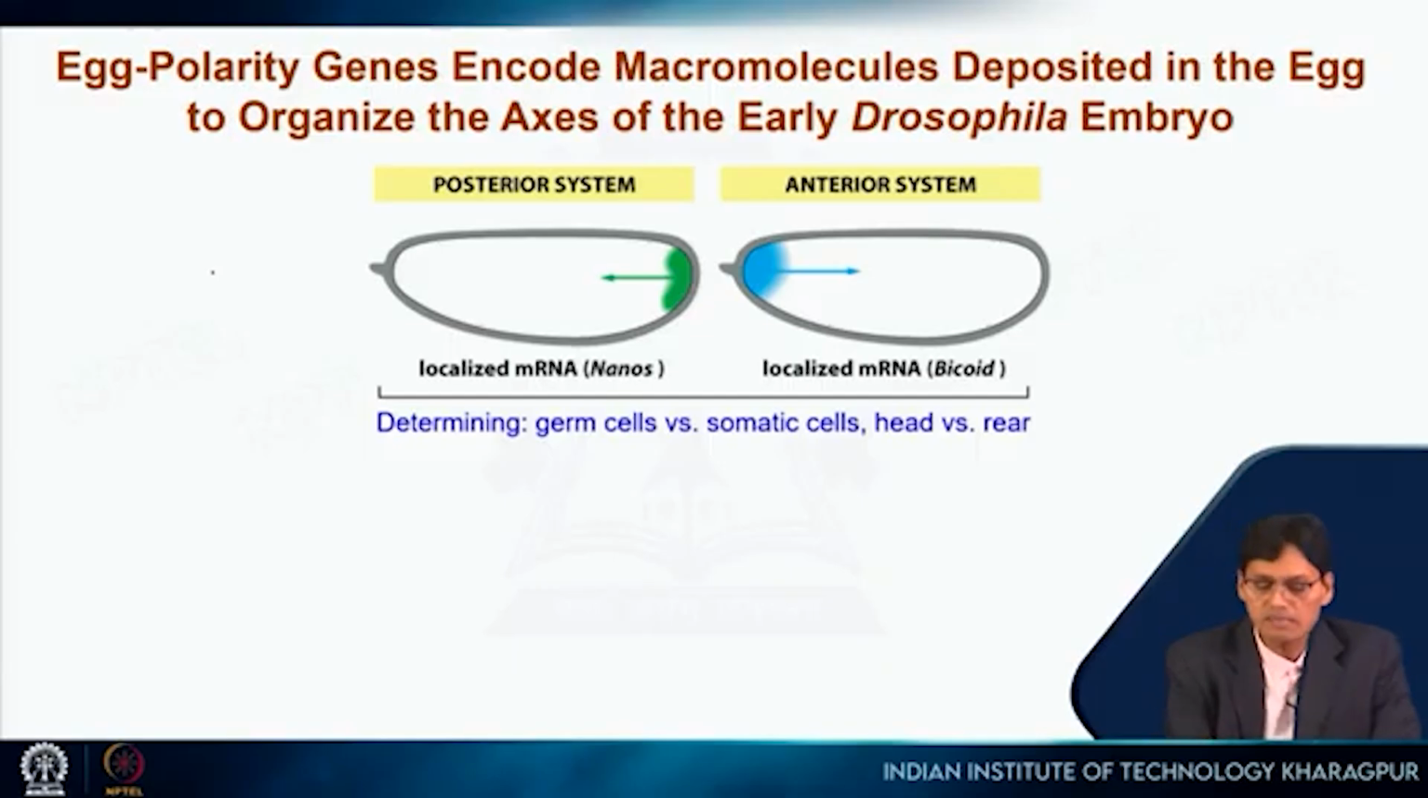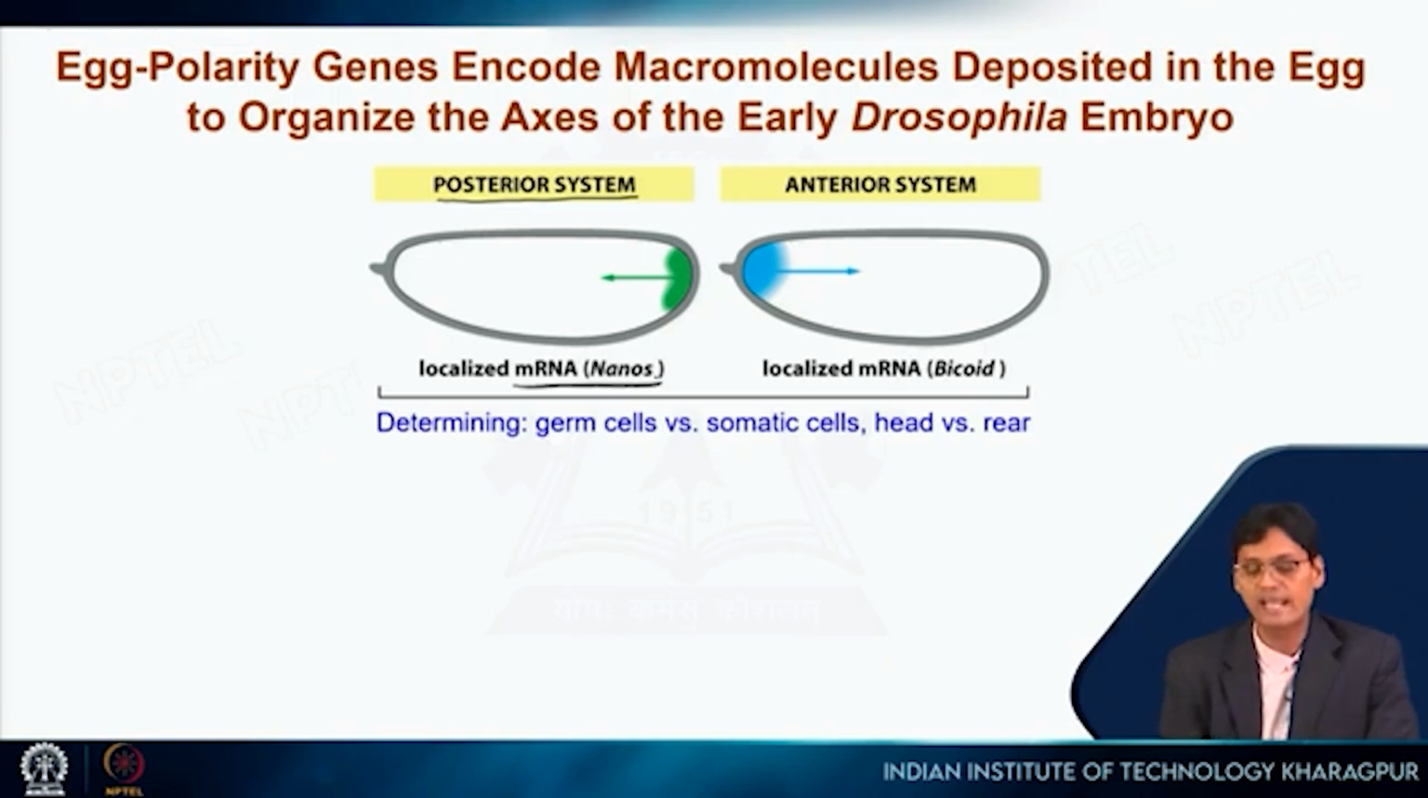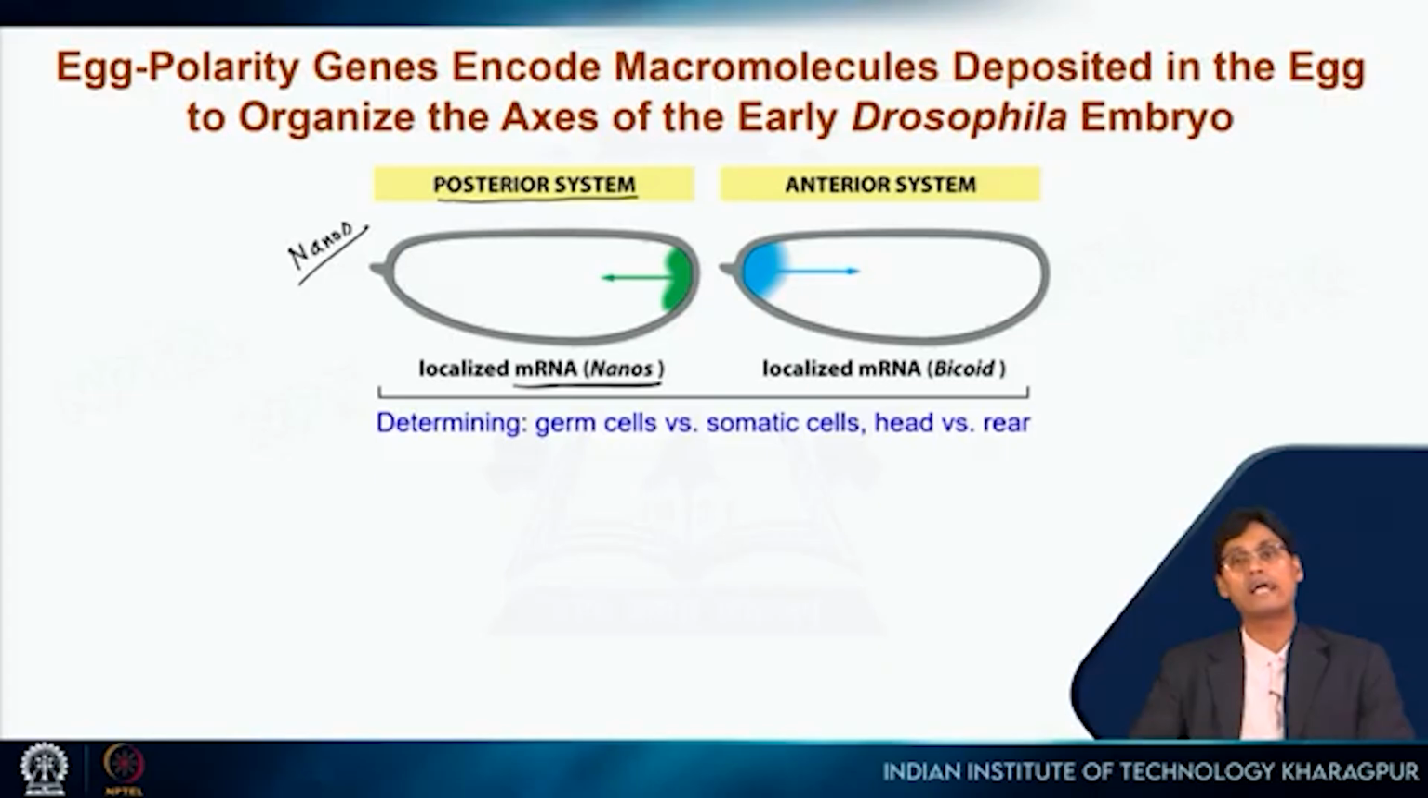But now similarly, in the posterior side or back side, you will see another mRNA which is getting concentrated. This is called nanos, and it will make some kind of nanos protein also. Exactly like bicoid, but opposite: this protein will be more on the posterior side, and it will gradually go lower and lower towards the anterior side.